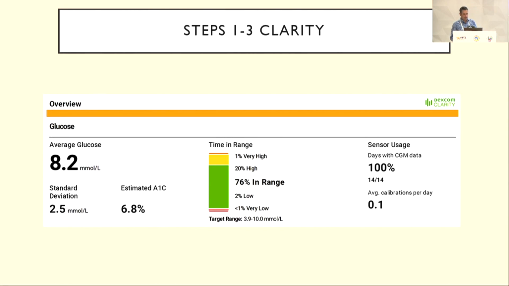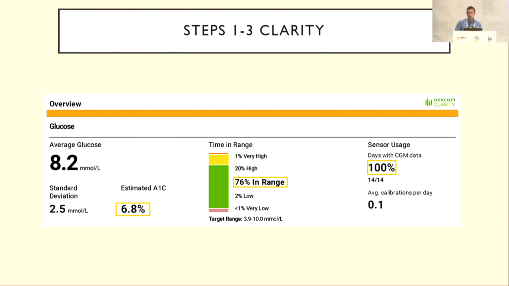Here's what it looks like on Clarity. You can see sensor usage up there on the right, it's 100%. That is one benefit of real time, as you're probably all very familiar with. You do often get very good sensor usage. So they're doing well from that point of view.